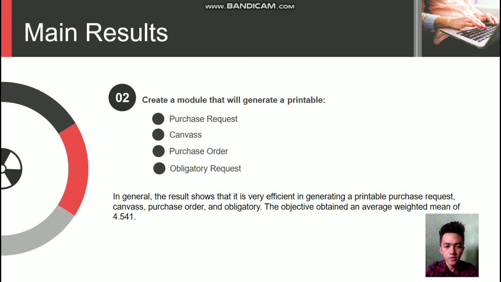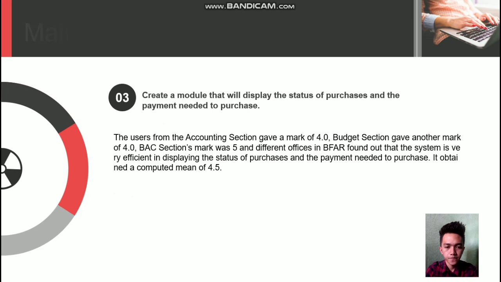And 2, create a module that will generate printable purchase request, canvas form, purchase order, obligation request. In general, the result shows that it is very efficient in generating printable purchase request, canvas, purchase order, and obligation request. The objective obtained an average weighted mean of 4.541.